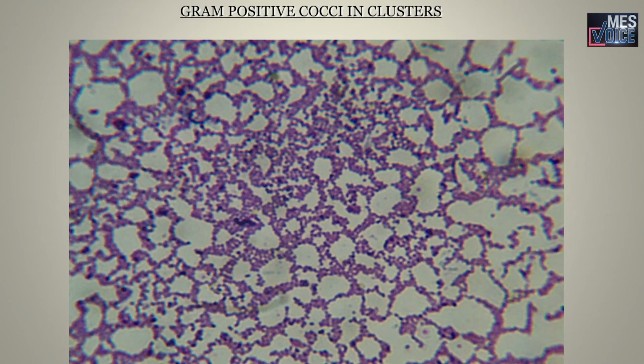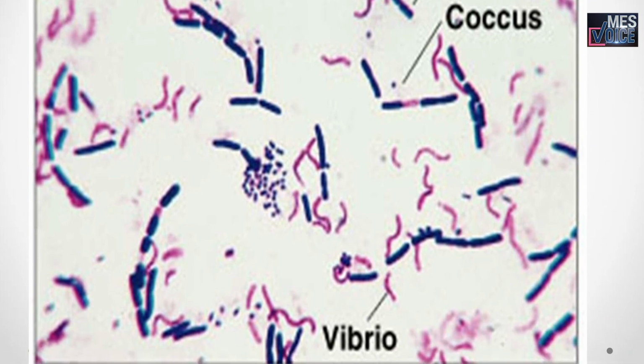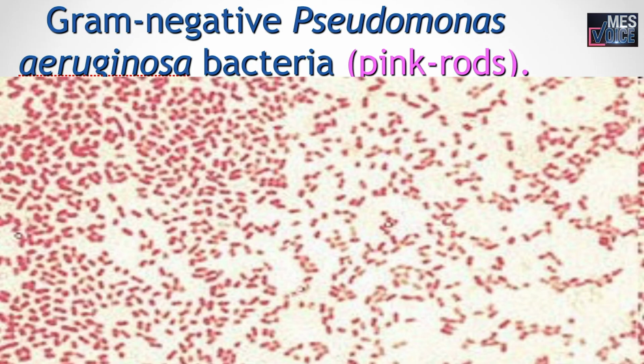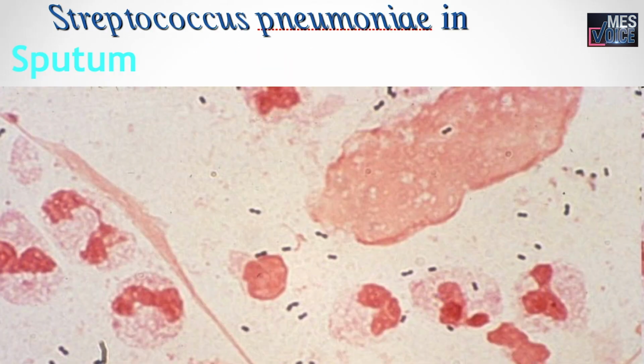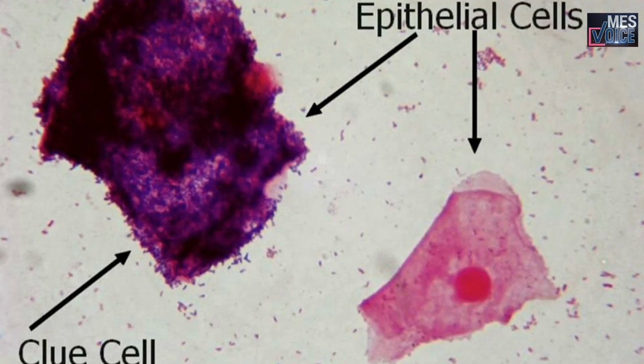Reporting gram smear. The report should include the following information. The first one, numbers of bacteria present, whether many, moderate, few or scanty. Gram reaction of the bacteria, whether gram positive or gram negative. Morphology of the bacteria, whether cocci, diplococci, streptococci, rod or coccobacilli. Also, whether the organisms are extracellular. Presence and number of pus cells. Presence of yeast cells and epithelial cells.